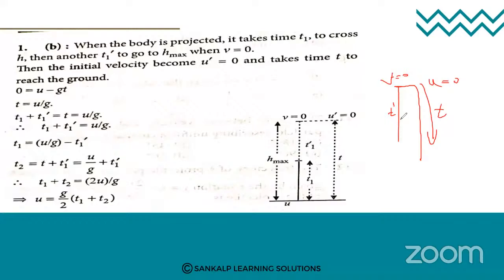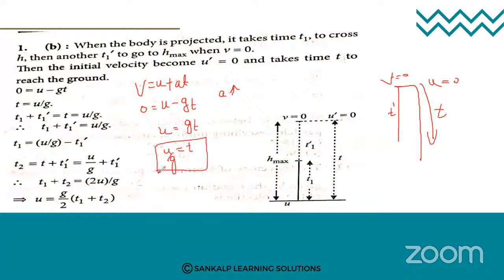Now by using the equation of motion, v is equal to u plus at. Here the final velocity is 0, therefore we get 0 is equal to u minus gt. Why is it minus gt? Because the body is moving in the opposite direction of gravity, so a becomes minus g. Therefore u is equal to gt, or we can write t is equal to u divided by g.